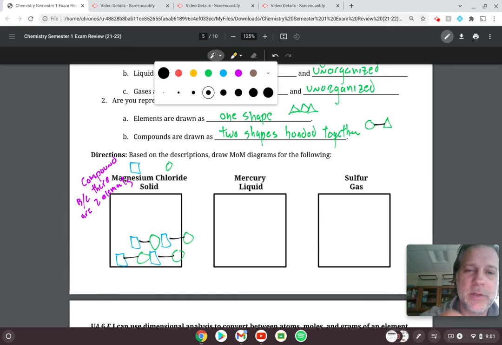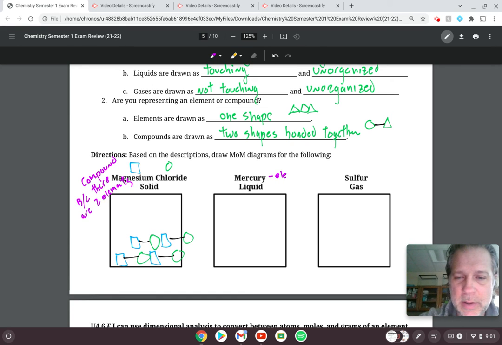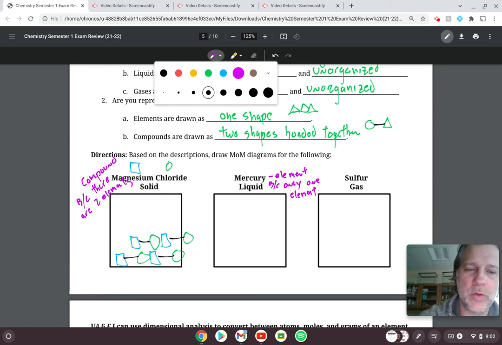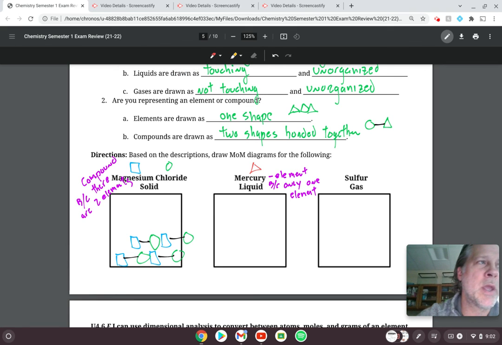Now, in the case of the next one, mercury is an element. And I know that because there's one element present. And so I only need one shape. So in this case, I'm going to do a triangle. And because it's a liquid, they are touching but not organized. So I'm going to have triangle, triangle, triangle, triangle, triangle, triangle, something like that.